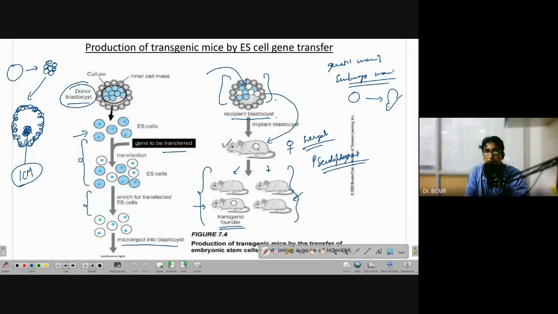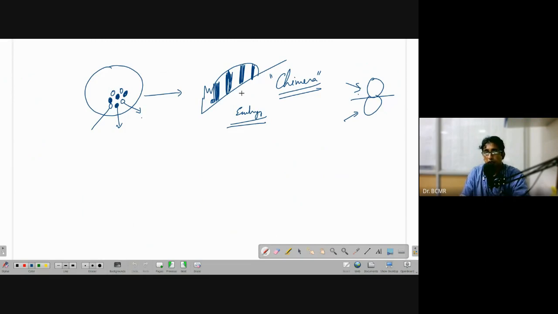Here we took the first donor blastocyst, from which we took the embryonic stem cells or ICM, and then we did all the genetic manipulation, and then we are putting it into a different blastocyst, the recipient blastocyst. So the embryo that comes here is the chimera. An organism has two parts, right? Somatoplasm, that is the whole of the body, and then the germplasm, that is what gives rise to gametes.